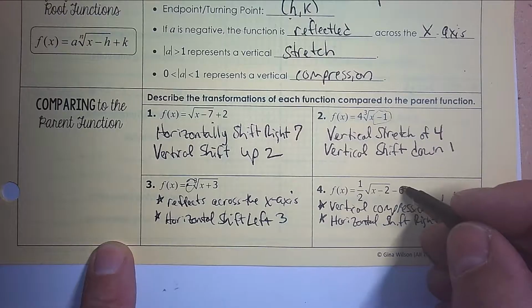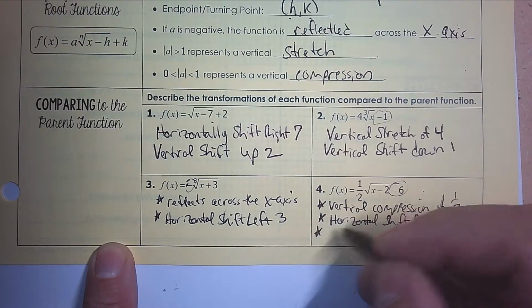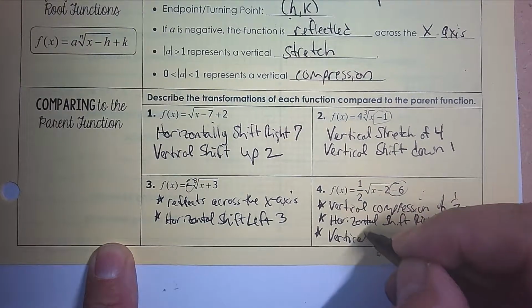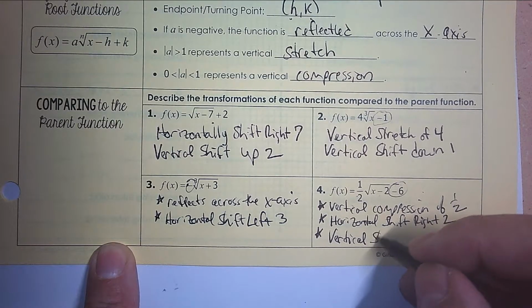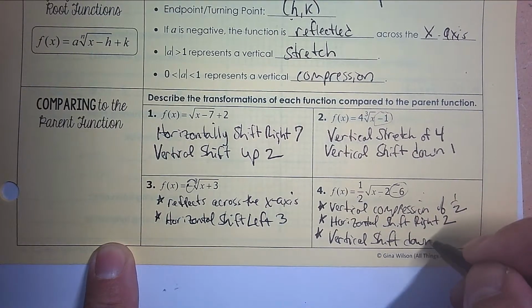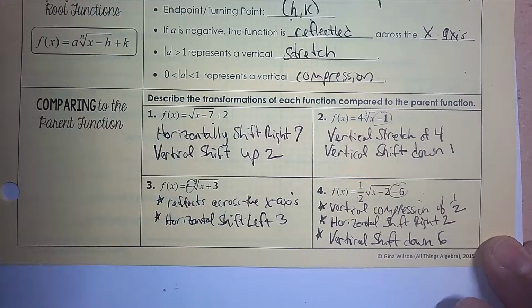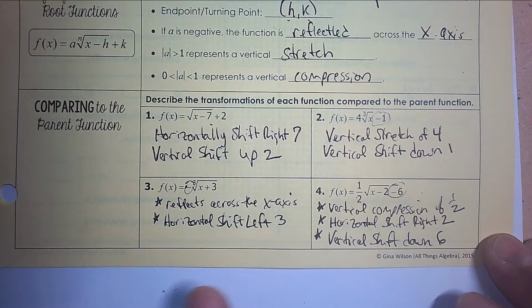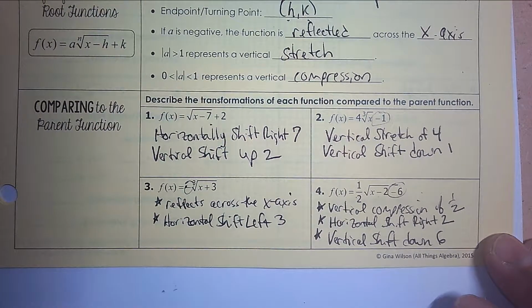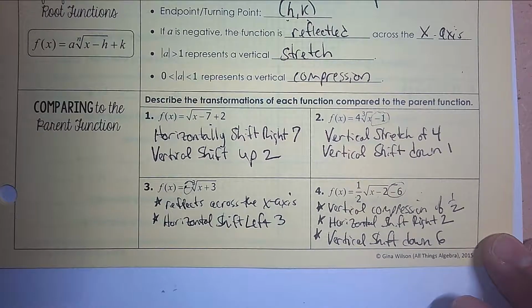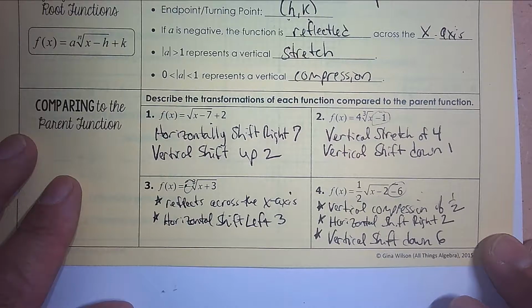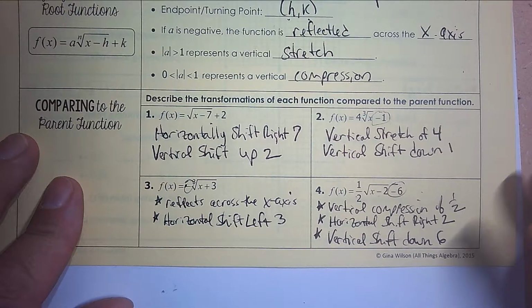And how about the subtract 6? That's going to be vertical. What direction? Up or down? How many? So, can you describe the transformations that you see? And we're starting with the word horizontal or vertical. And then is it a shift, a stretch, a compression? And then by how many numbers? Turn the page when you're ready.